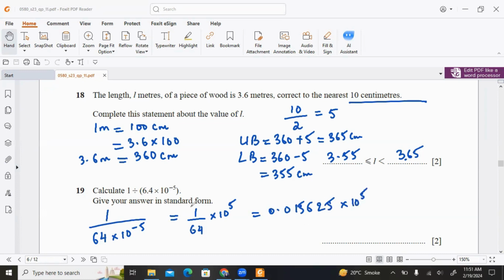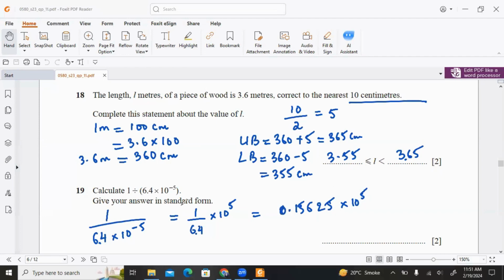Since it's saying standard form, which means we have to, wait, this was 6.4. Sorry, guys. Let me just do that again. 1 divided by 6.4, so that is 0.15625. Yeah.